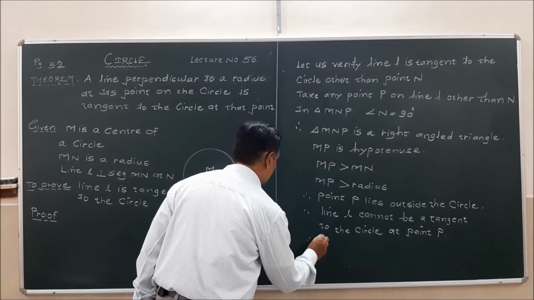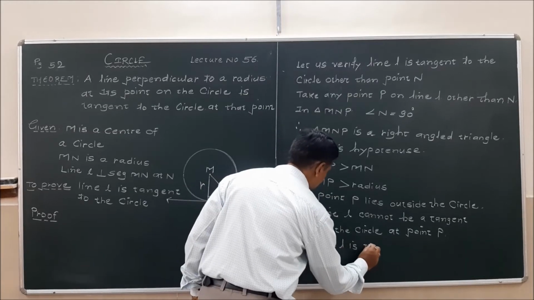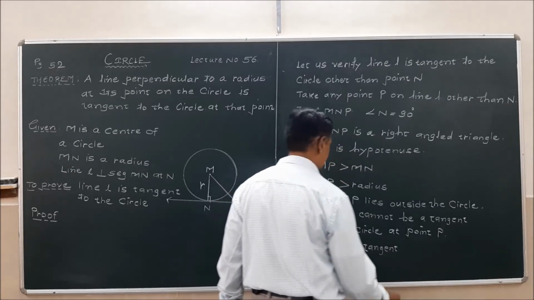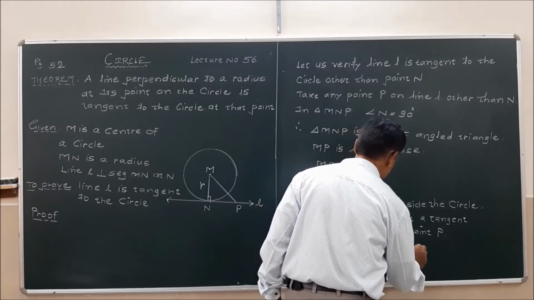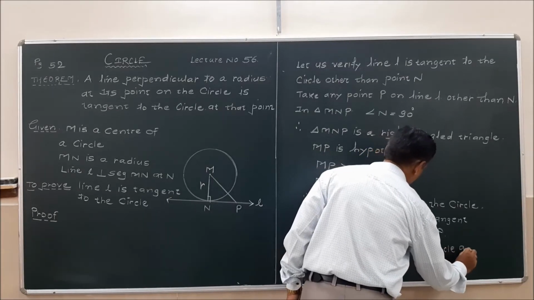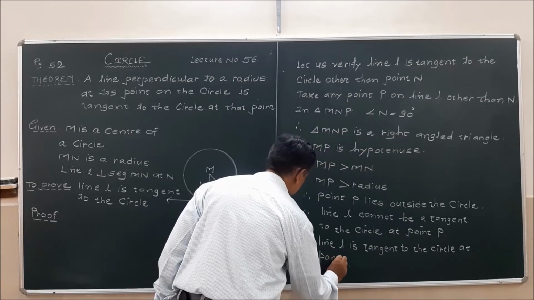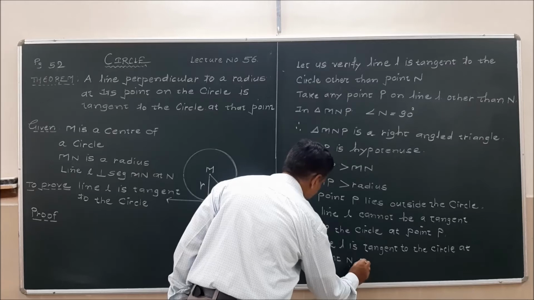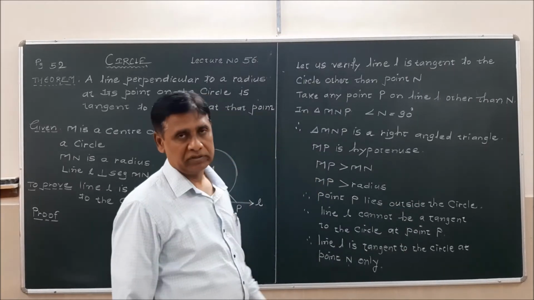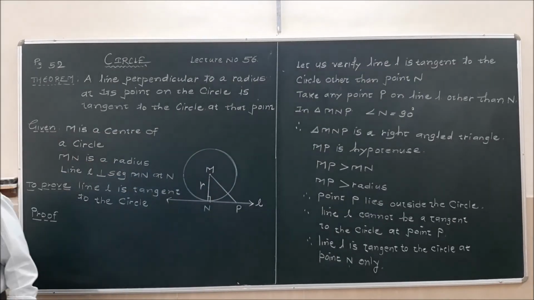Therefore, line L is tangent to the circle at point N only. This is very important. At point N only. So please try to understand this theorem again, dear students.